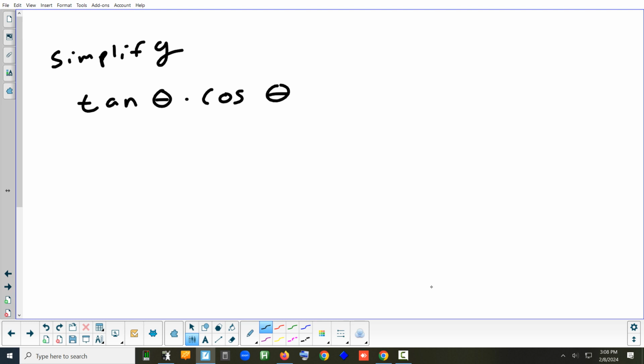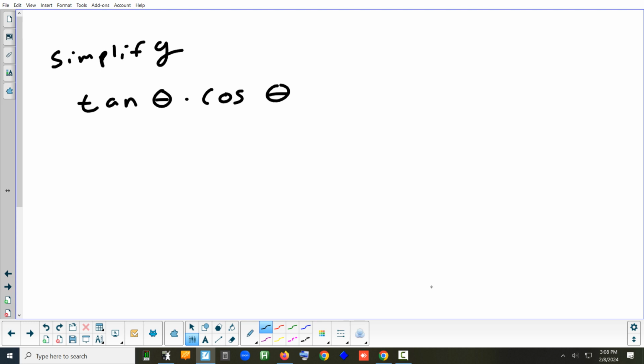All right, so let's simplify this trig expression. It's tangent times cosine. I wouldn't be thinking about common denominators because you don't have any fractions. I also wouldn't even think about conjugates because you don't have 1 plus a trig function or 1 minus a trig function. So there's really only one trick left that I explained in class. So what might you want to try first?